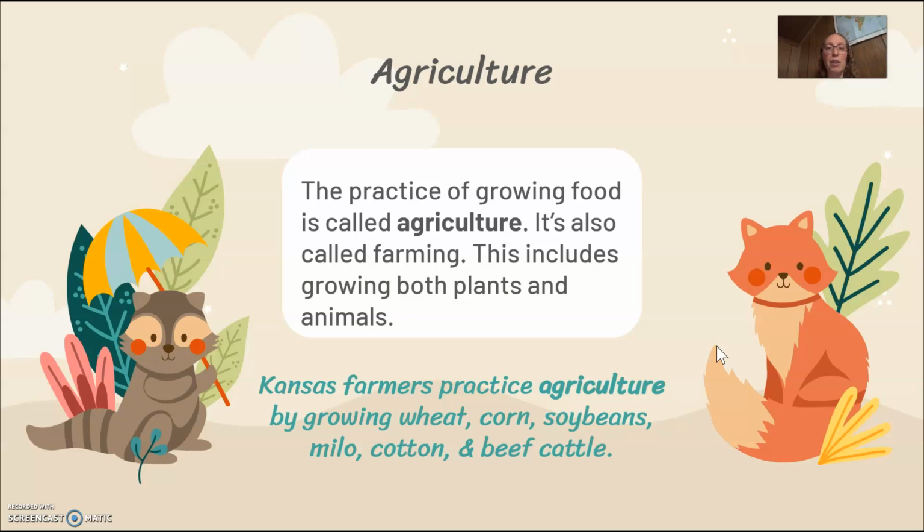The next word is agriculture. The practice of growing food is called agriculture. It's also called farming. So another word for agriculture is just farming. Agriculture includes growing both plants and animals. So our example sentence: Kansas farmers practice agriculture by growing wheat, corn, soybeans, milo, cotton, and beef cattle. There's other things farmers in Kansas grow too, but those are some of the key ones.